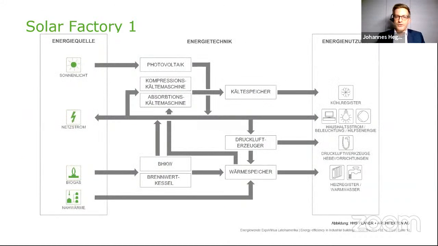And if we are looking at the energy concept, in the end it's quite easy. We have sunlight, we have the photovoltaic system, and we are feeding the different processes in the factory, and we are also using biogas. This biogas is produced nearby, so it's also like a closed loop, a CO2 neutral resource.